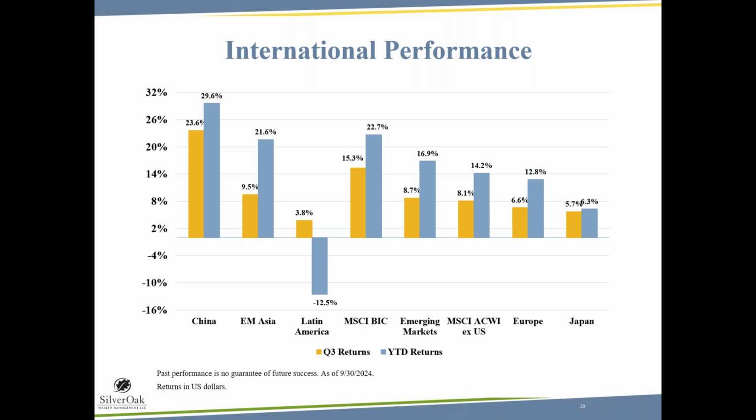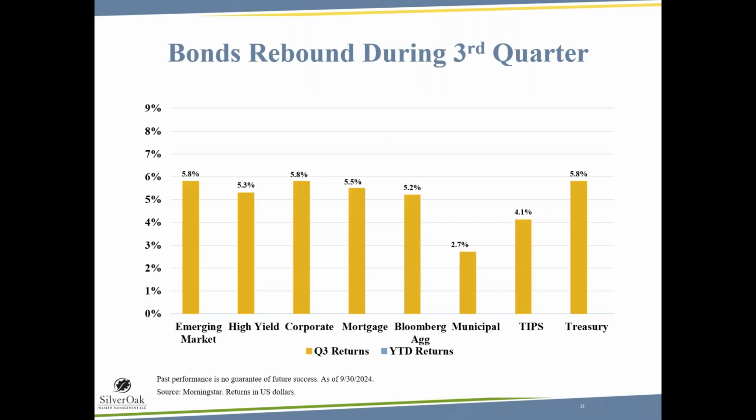So we've talked a lot about equities in the stock markets. Let's transition to the bond market, and how did it do for the quarter? We saw a very strong rebound during the third quarter, and really across the board, we're looking at 4 or 5% returns. Municipals were a little bit lower. Now their yields are generally a bit lower anyway.